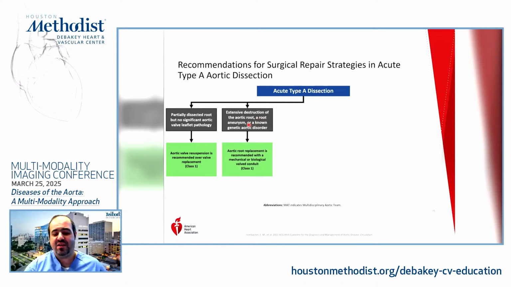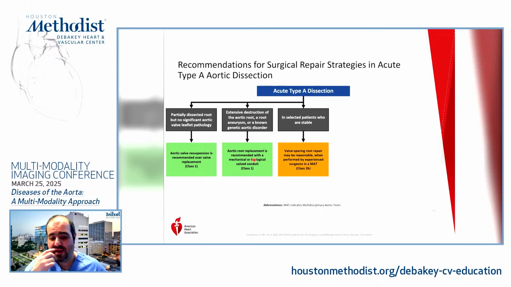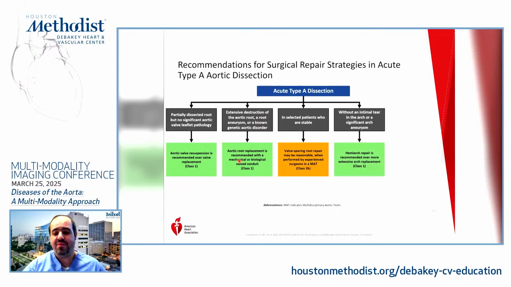So for patients presenting with a type A aortic dissection, obviously you have to look at the root. You basically need to see whether or not the patient has a known genetic disorder, because this means that you have to replace the valve and the root using a valved conduit. If the patient is older, you probably want to use a biological valve, but if the patient is younger, you want to use a mechanical one.